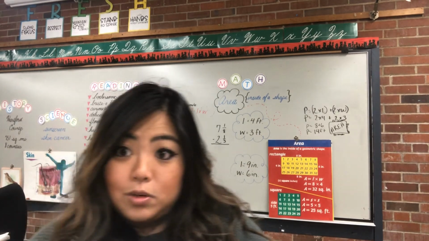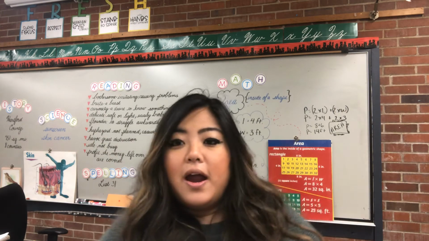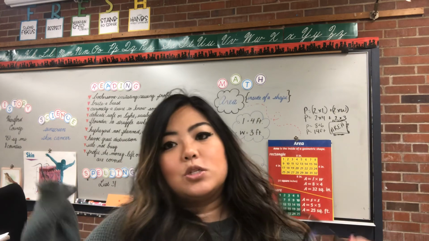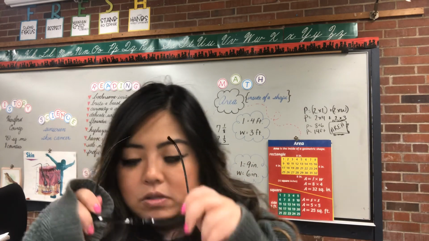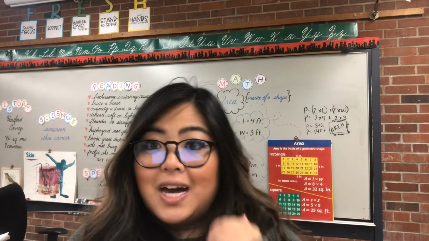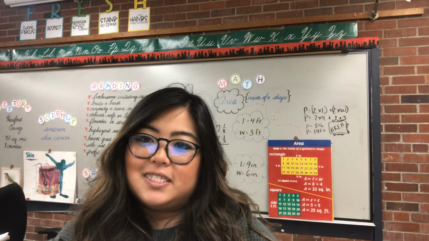The last one is a square, so it's a different formula. It is P equals 4 times S. Remember, it's a square, so we're looking at 4 sides that are equal. P equals 4 times S. P equals 4 times 7. P equals 28 inches.